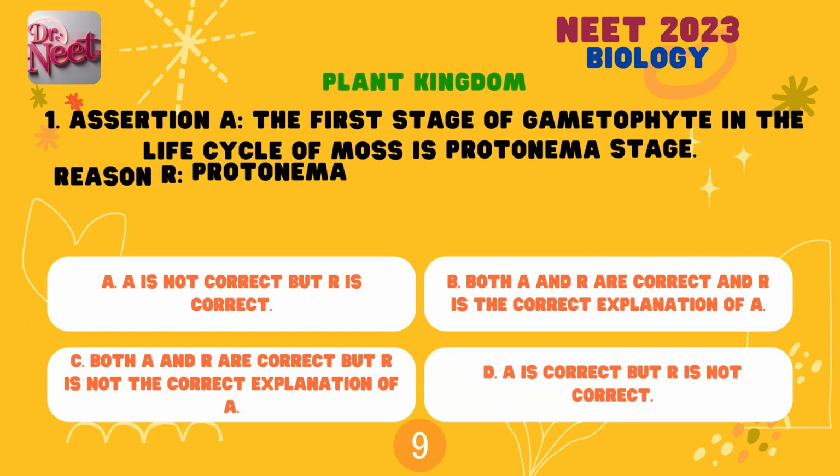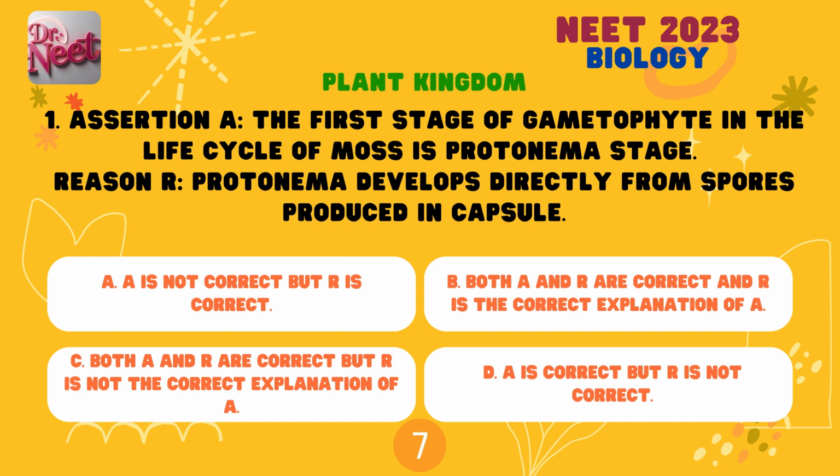Assertion: the first stage of gametophyte in the life cycle of moss is protonema stage. Reason: protonema develops directly from spores produced in capsule.